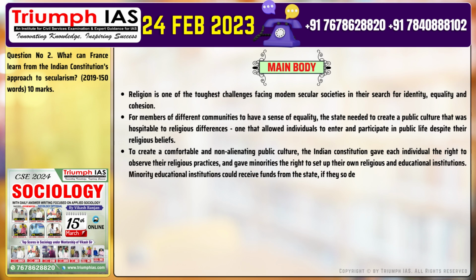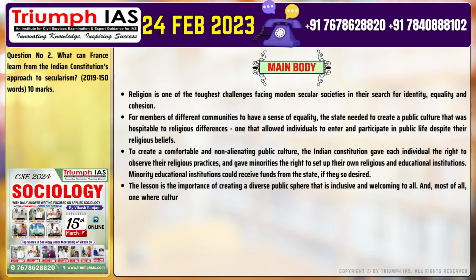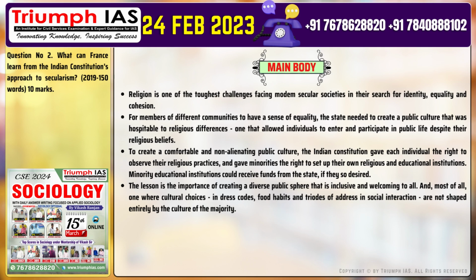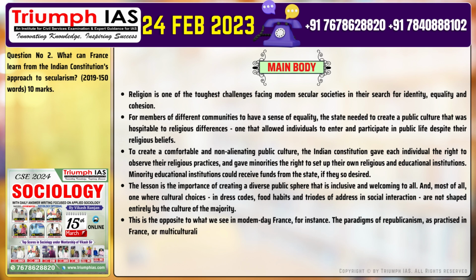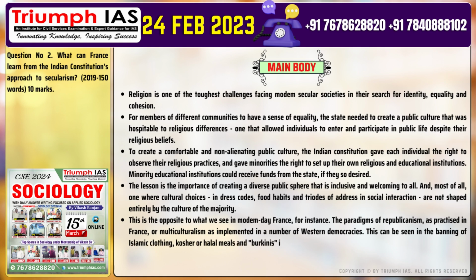To create a comfortable and non-alienating public culture, the Indian Constitution gave each individual the right to observe their religious practices and gave minorities the right to set up their own religious and educational institutions. Minority educational institutions could receive funds from the state if they so desired. Number 4. The lesson is the importance of creating a diverse public sphere that is inclusive and welcoming to all.